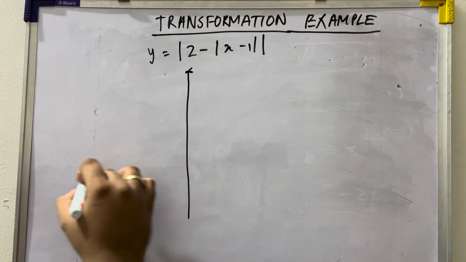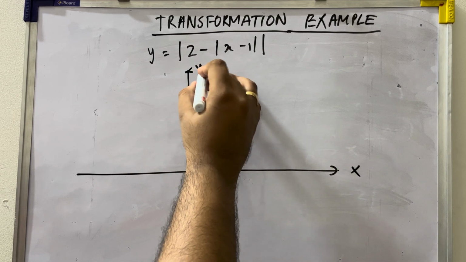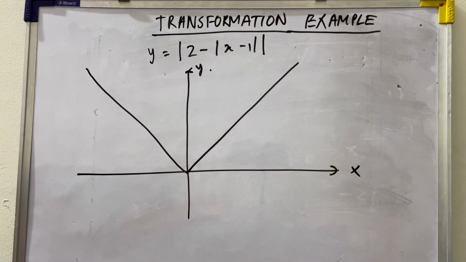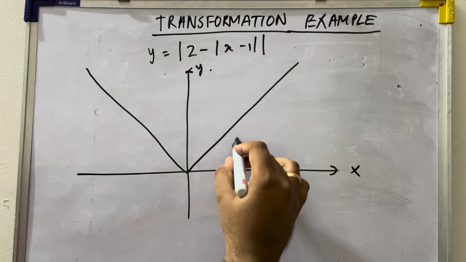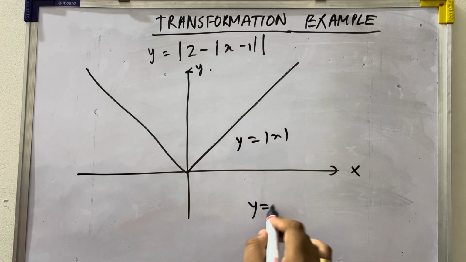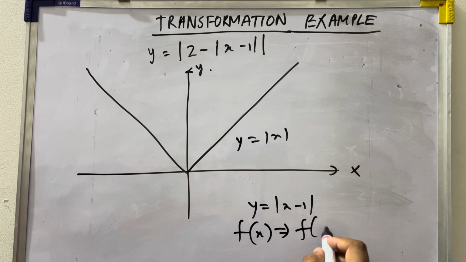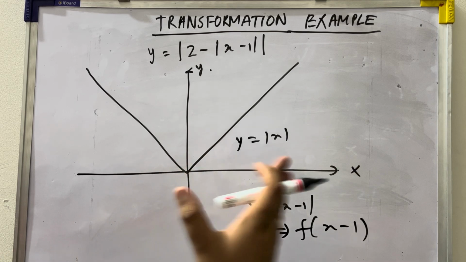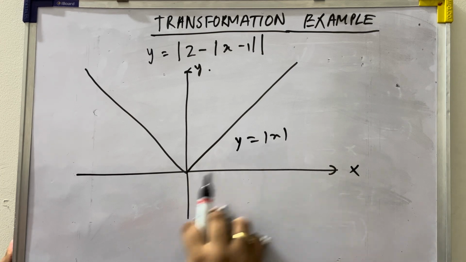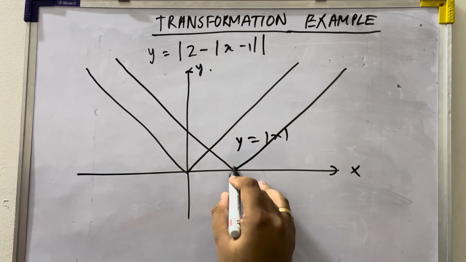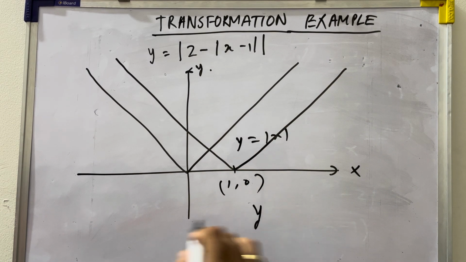So first, this is the x-axis, this is the y-axis, students. The graph of y is equal to |x| is this, right? Now you have to draw the graph of y is equal to |x - 1|. So basically f(x) transforms to f(x - 1). x - 1 means shifting it towards the positive x-axis by 1 unit. So this is the graph, this is (1, 0). This is the graph that you are seeing right now.